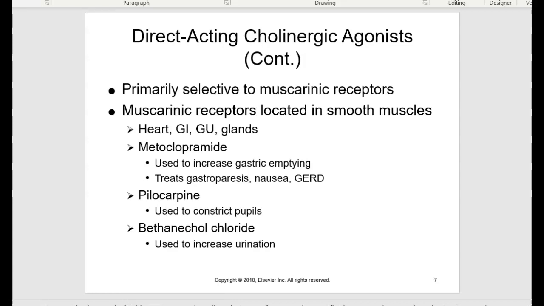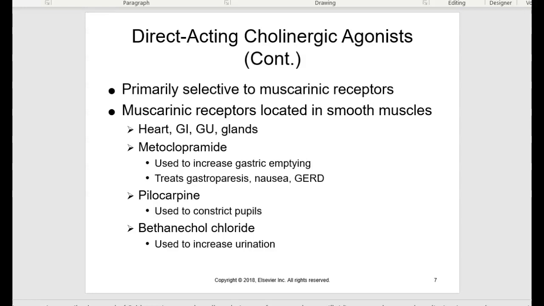Another cholinergic agonist you will be responsible for knowing is metoclopramide. Brand name is Reglan. It's used to increase gastric emptying time. So it's used to treat gastroparesis. If you don't know the terms, look it up. Nausea and GERD. And again, it works by enhancing gastric motility and accelerating gastric emptying time. So it keeps pushing the stomach contents forward. And you'll use it in the clinical setting frequently for nausea and gastroparesis and also GERD.